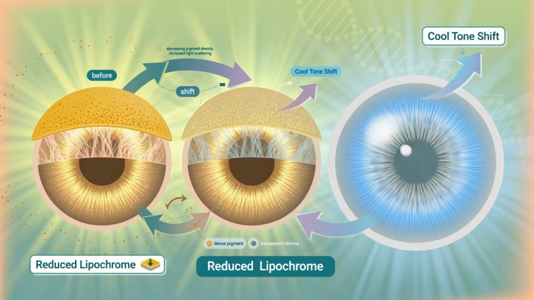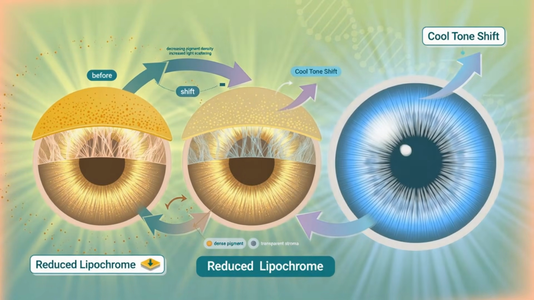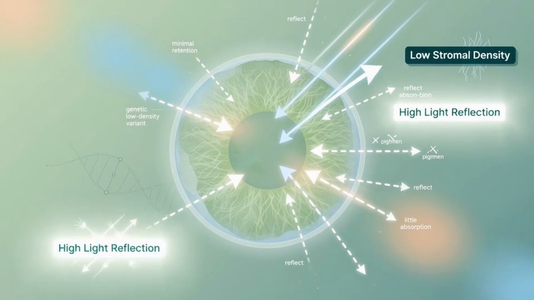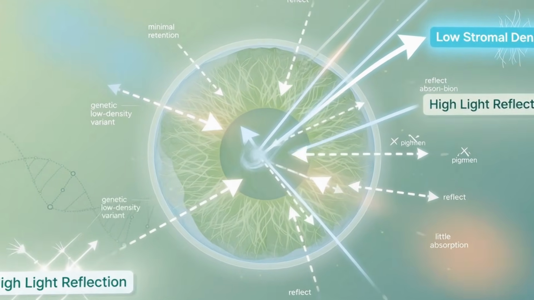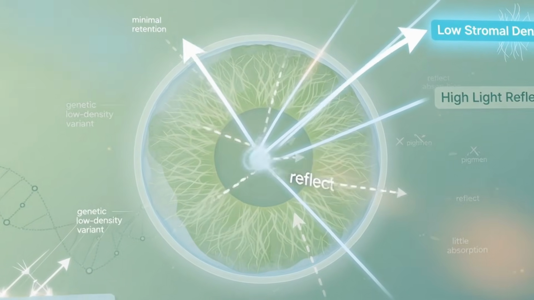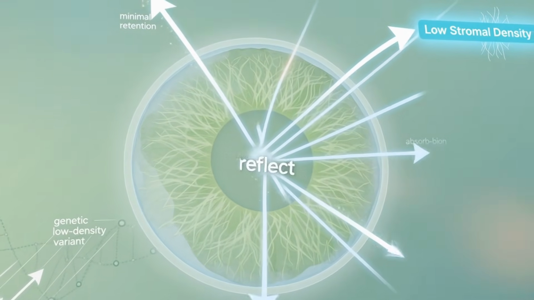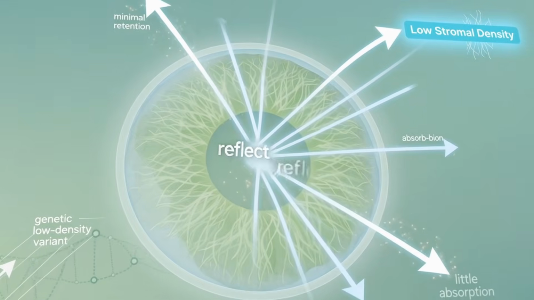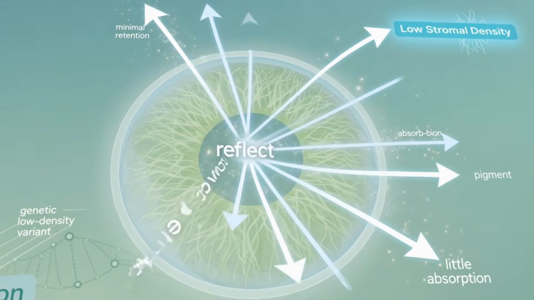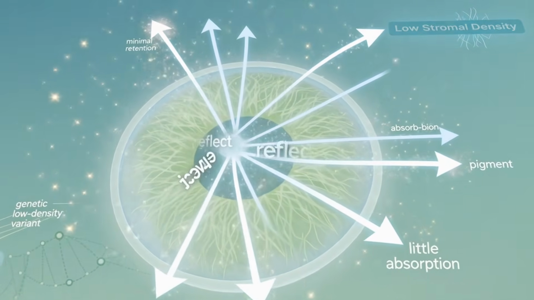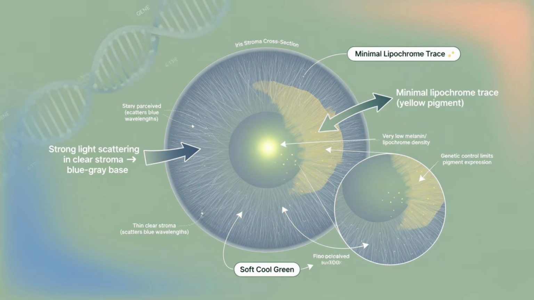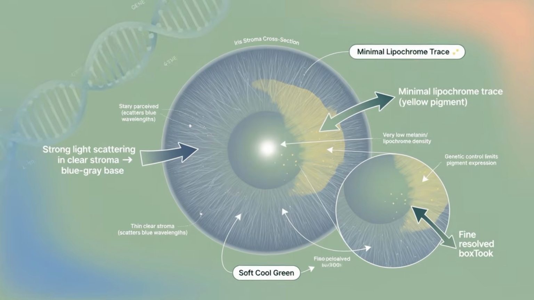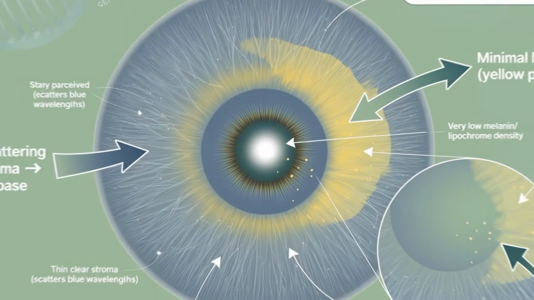Shift in a different direction, reduce the lipochrome and thin out the stroma, and you move toward the pale or cool-toned end of the spectrum. These eyes can look almost transparent in certain lighting conditions, with a very light, washed-out green that some people describe as icy or ghostly. Because there's so little material in the stroma absorbing or filtering light, almost everything bounces back out. The faint trace of lipochrome is just enough to pull the color away from pure blue or gray, landing it in a soft, cool green instead.